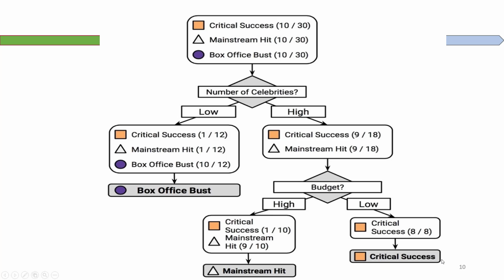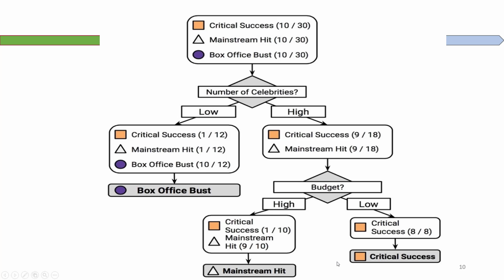So in sum, if the number of celebrities is low, most likely we are going to classify that as a box office bust. If the number of celebrities is high and the budget is high, it would most likely result in a mainstream hit.